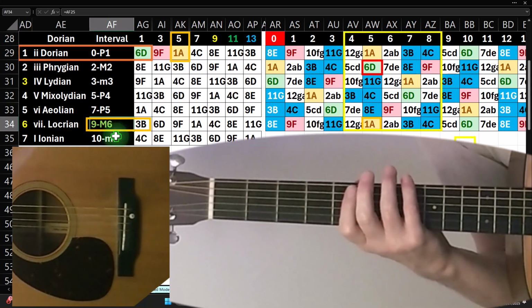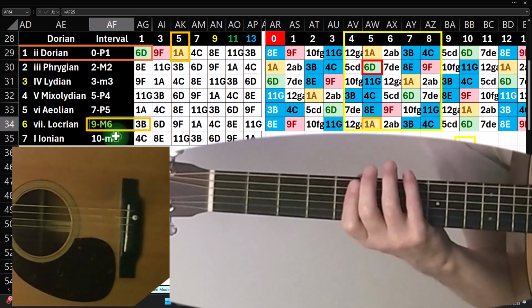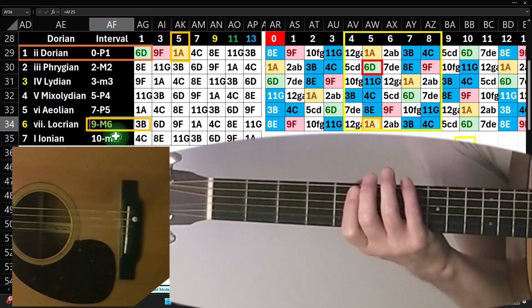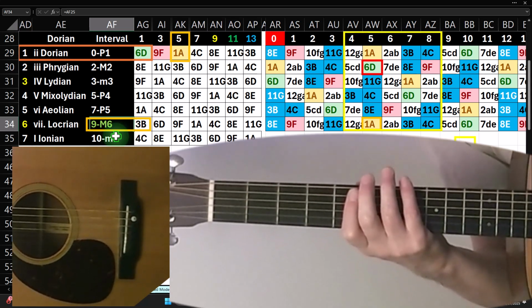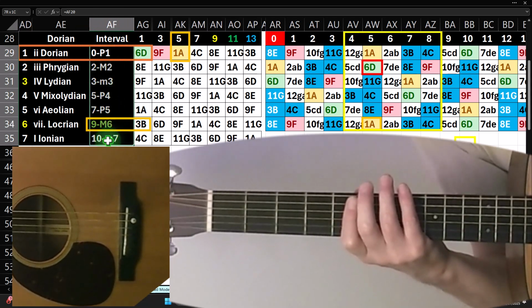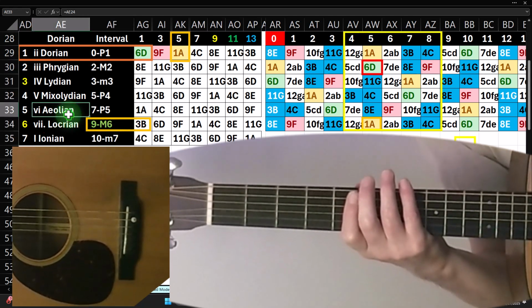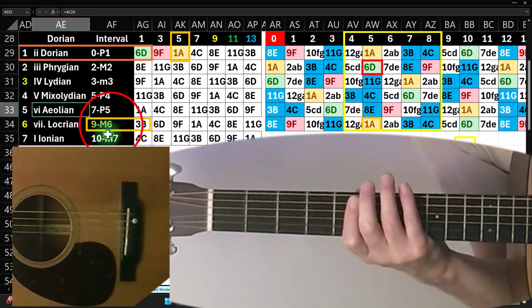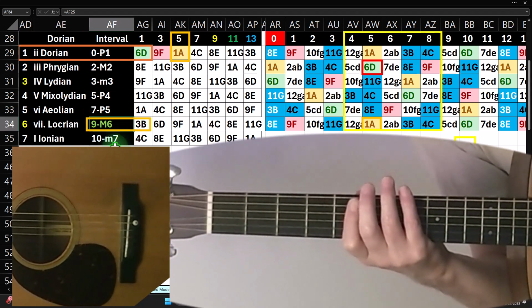Now that 9 note away major 6 is the same interval we saw on the major scales, but it's weird to see it on a minor mode, which the Dorian is, because this is the funny one. So the Dorian, all of the intervals will be the same as the minor scale, which is the Aeolian mode, except that you're going to have a major 6. So this is the differentiating factor.